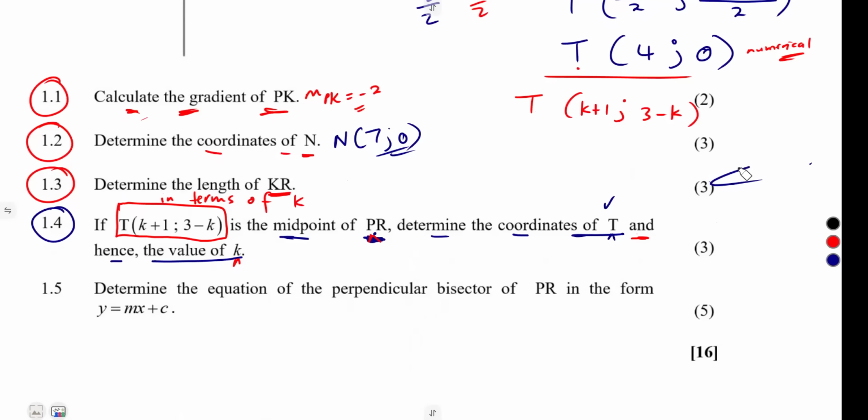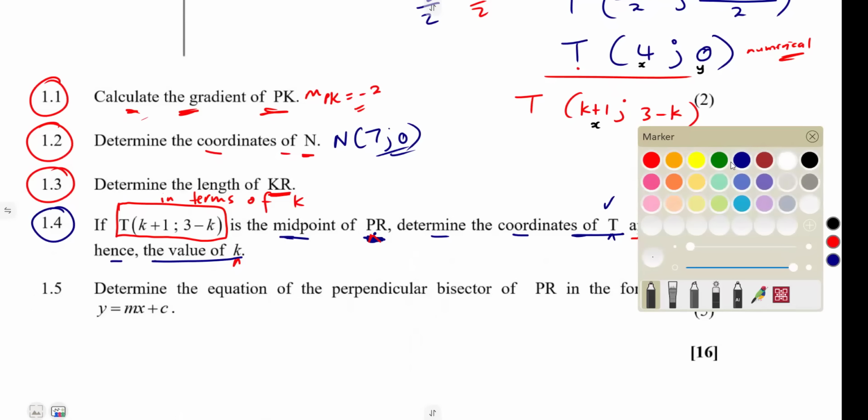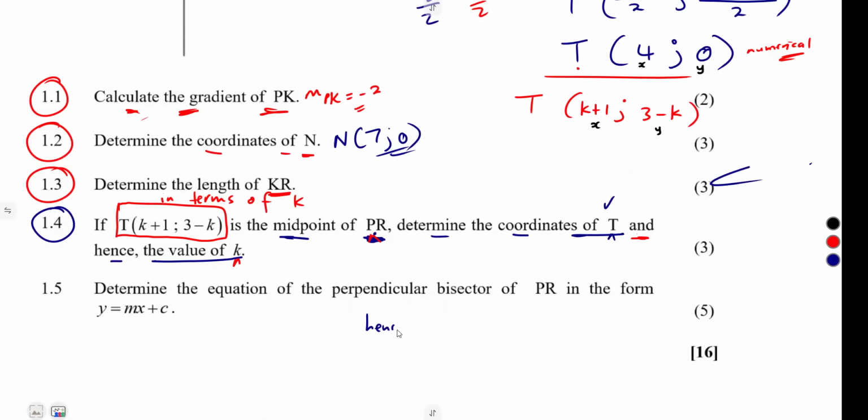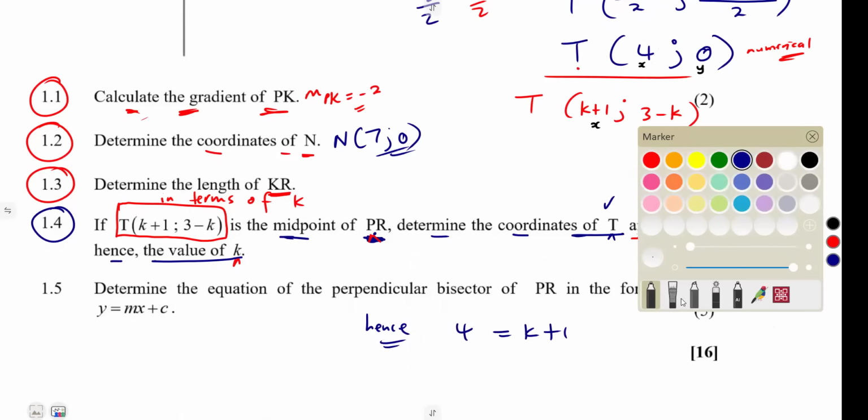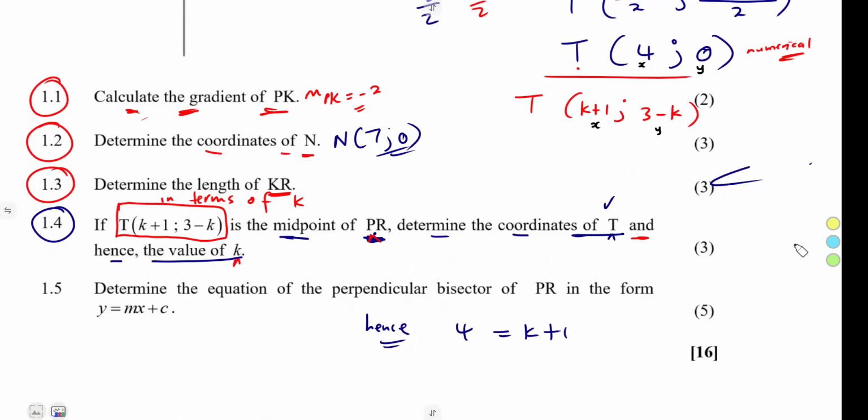The x value, which is 4, is the same as the x value, which is k plus 1. The y value, which is 0, is the same as the y value, which is 3 minus k. So it follows that 4 for the x value is equal to k plus 1. It's an equation that you have formed. You simply equate the x value of T, the numerical one, to this one, which is given in terms of k.